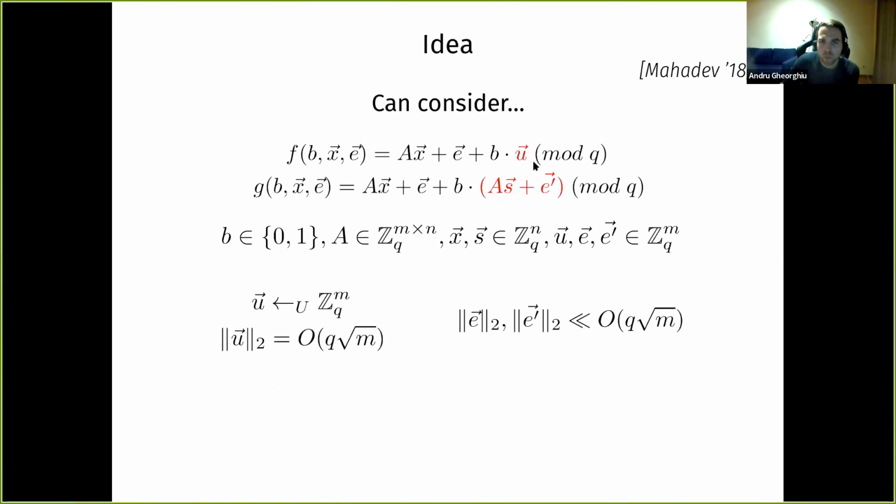Let's see what happens with the outputs of these two functions for the possible b values. For the f function, if b is equal to 0, then we just output Ax plus e. This is something that is close to the image of A. If b is equal to 1, we output Ax plus e plus this uniform vector, which in general will not be close to the image of A. However, for this g function, when b is equal to 0, it's the same as f, so it just outputs Ax plus e. But when b is equal to 1, it outputs Ax plus e plus a vector that is also close to the image of A. And so the overall output will be close to the image of A.